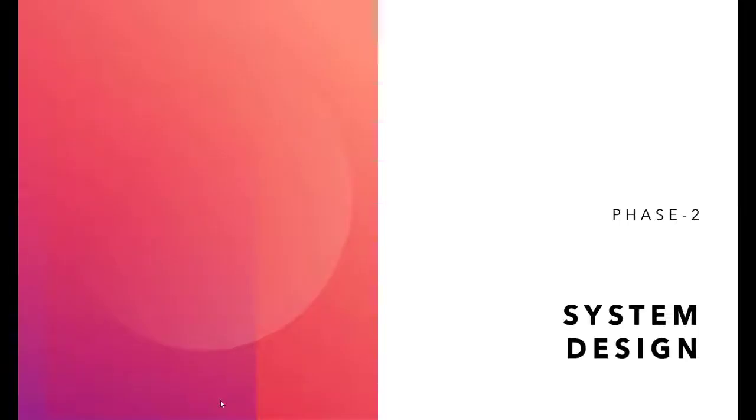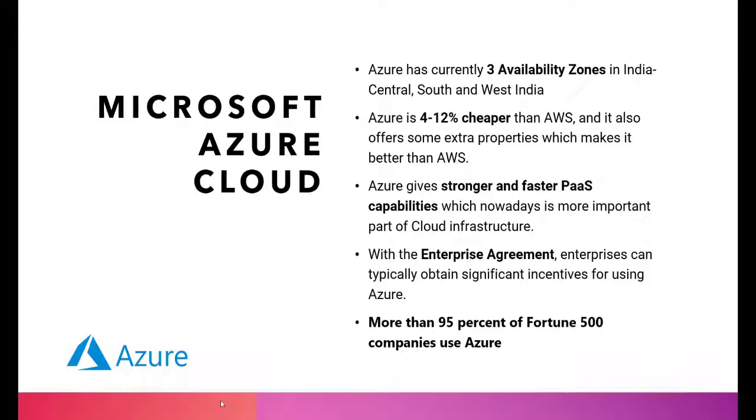Moving on to our phase 2, that's the system design. For this project, we have chosen Microsoft Azure Cloud as our cloud vendor. This is because of the following reasons. First of all, Azure currently has three availability zones in India, present in Central, South, and West India, thus ensuring a good amount of bandwidth for the Indian people.